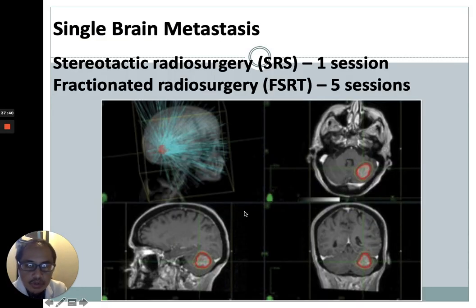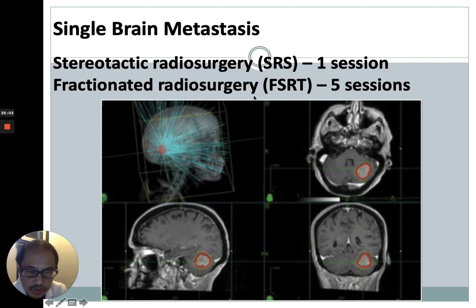Before, for cancer that has spread to the brain, if it's just one to five metastases, we had to treat the whole brain. We had to include the whole brain area. But now we have what is called stereotactic radiosurgery or fractionated radiosurgery.